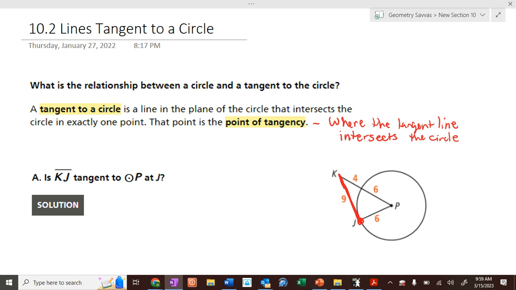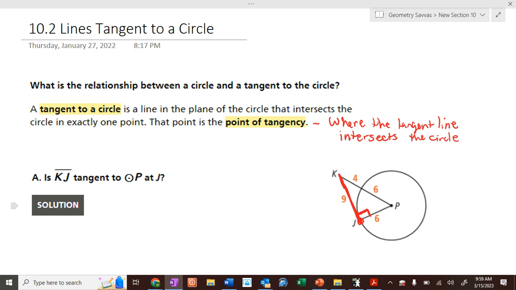So a tangent line, or a tangent to a circle, is a line in the plane of a circle that intersects a circle in exactly one point. The point of tangency is where the tangent line intersects a circle. Now, if you draw a radius to a point of tangency, the tangent line and the radius will always form a right angle.